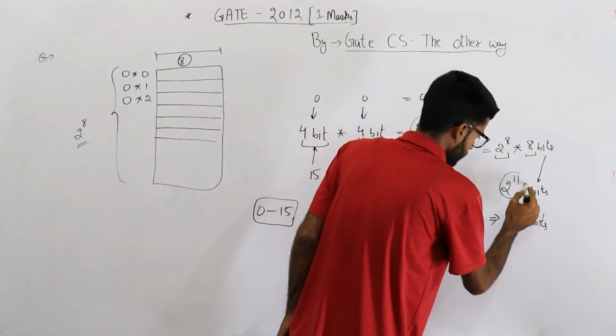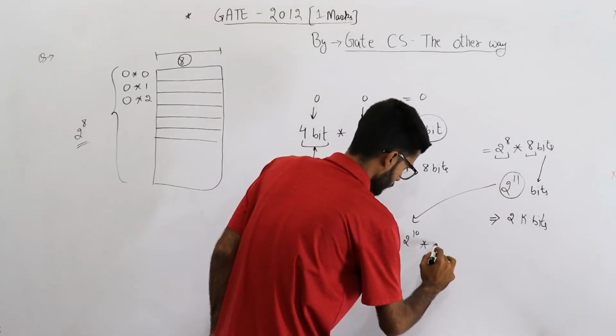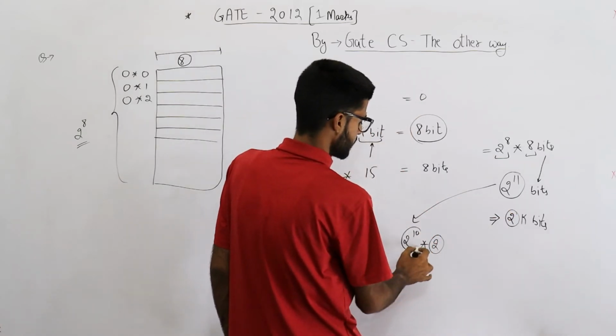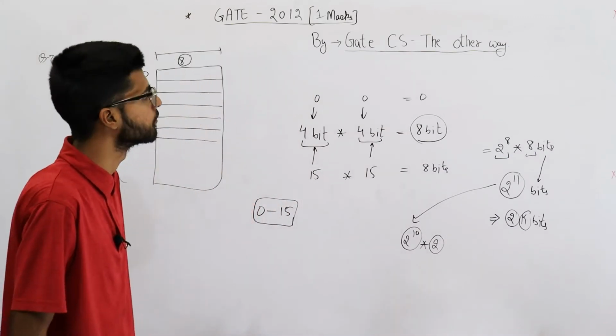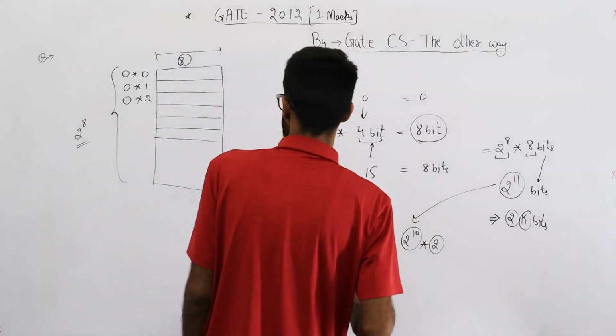2 power 11 is written as 2 power 10 into 2. This 2 remains as it is. 2 power 10 is replaced by 1k because 1k is actually 2 power 10. Okay, so the answer here is 2k bits.